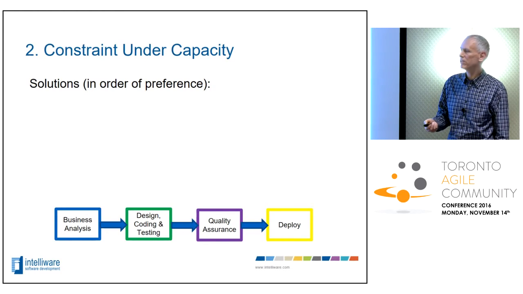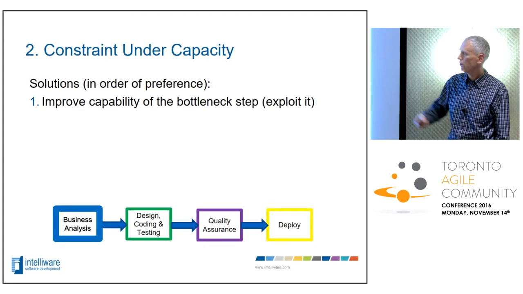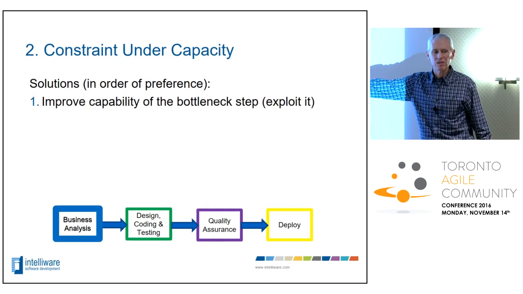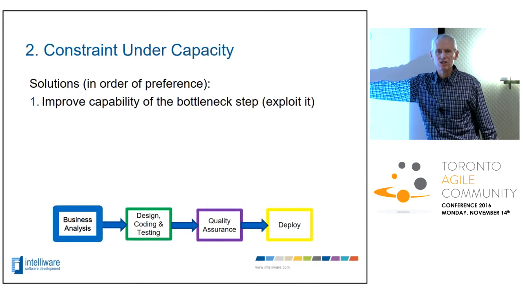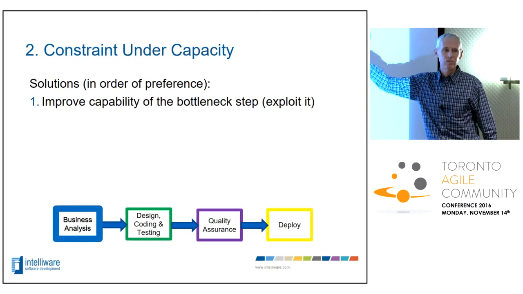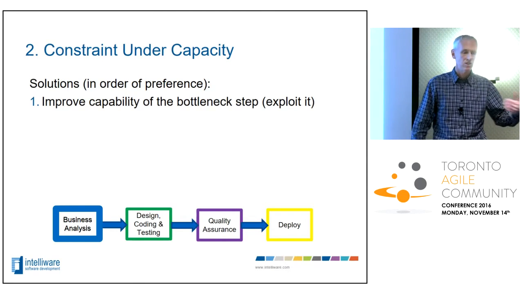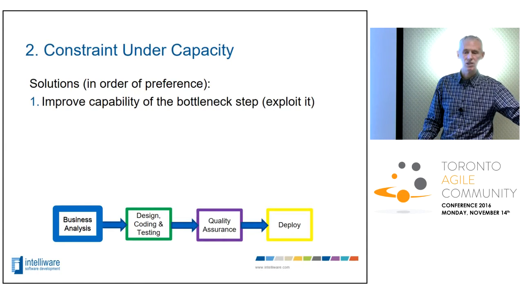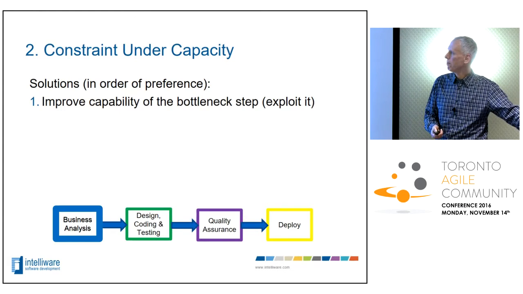So the solutions are similar to before, slightly different. Of course, you could improve the capability of the bottleneck, find some way of exploiting it. For example, if your business analysts are getting bottlenecked because somebody they need to talk to who understands the requirements on the business side isn't available, maybe you need to escalate that and get the product owner to talk to somebody on his side or her side to free up somebody's time who knows the requirements.